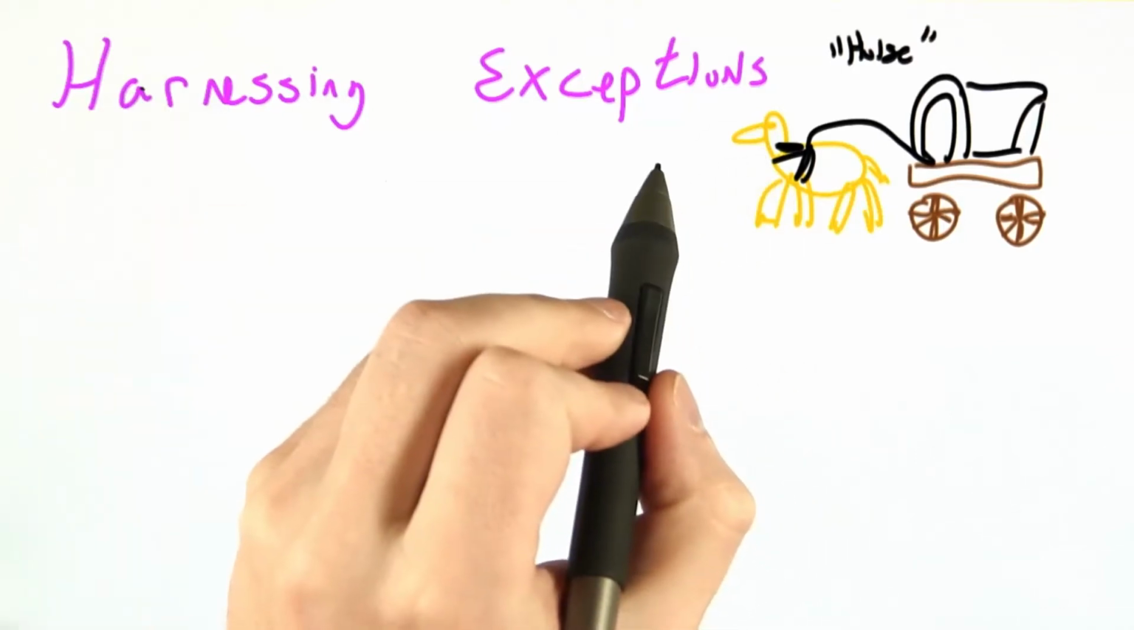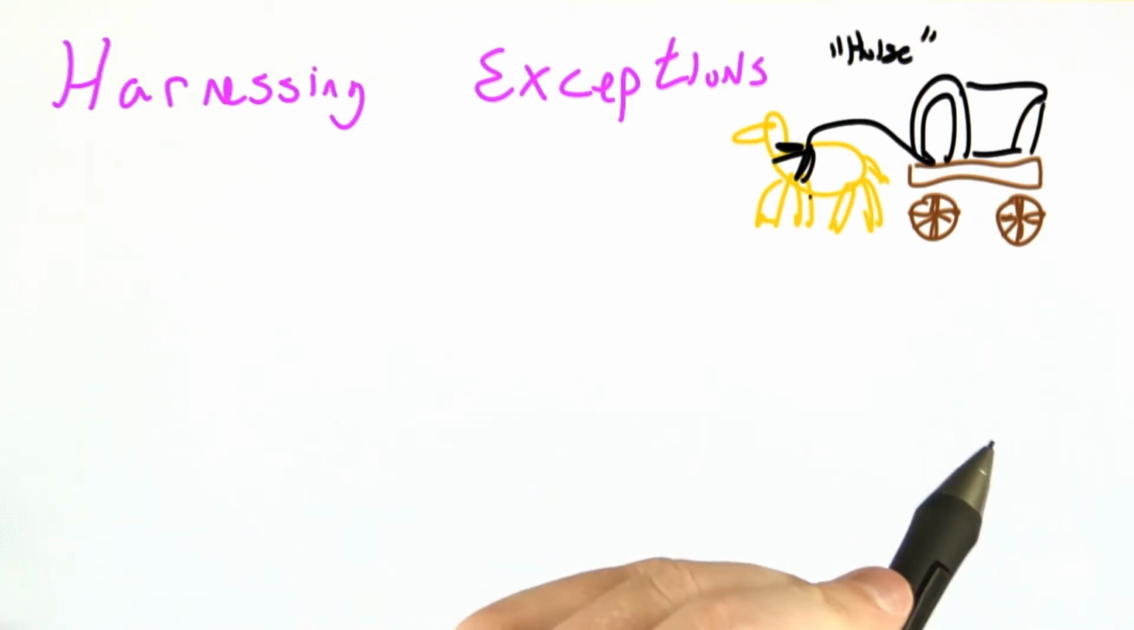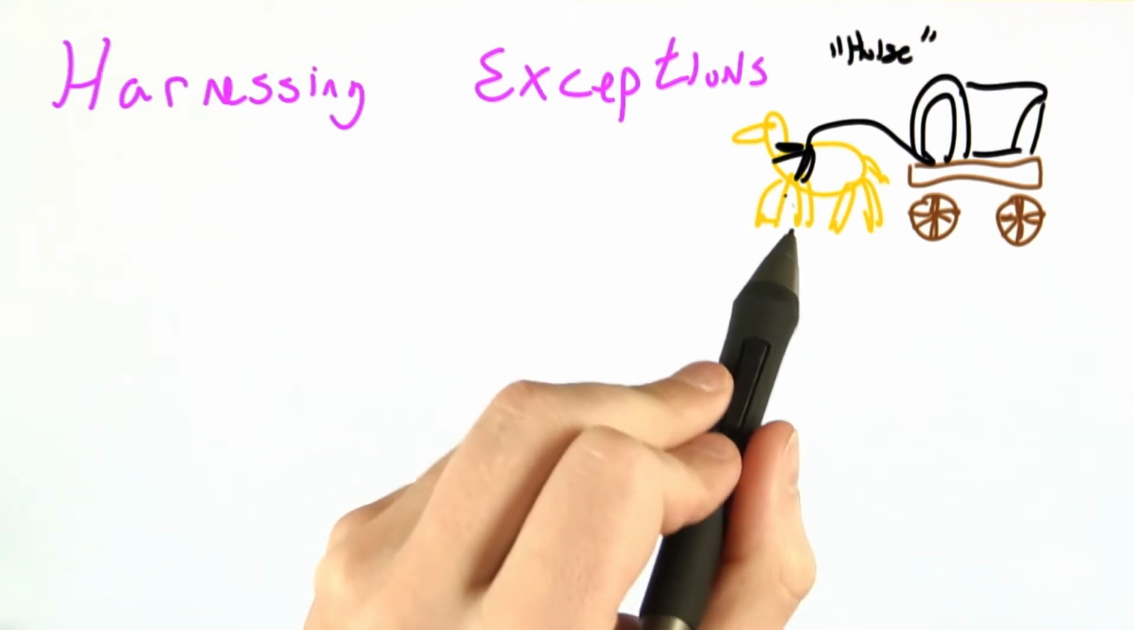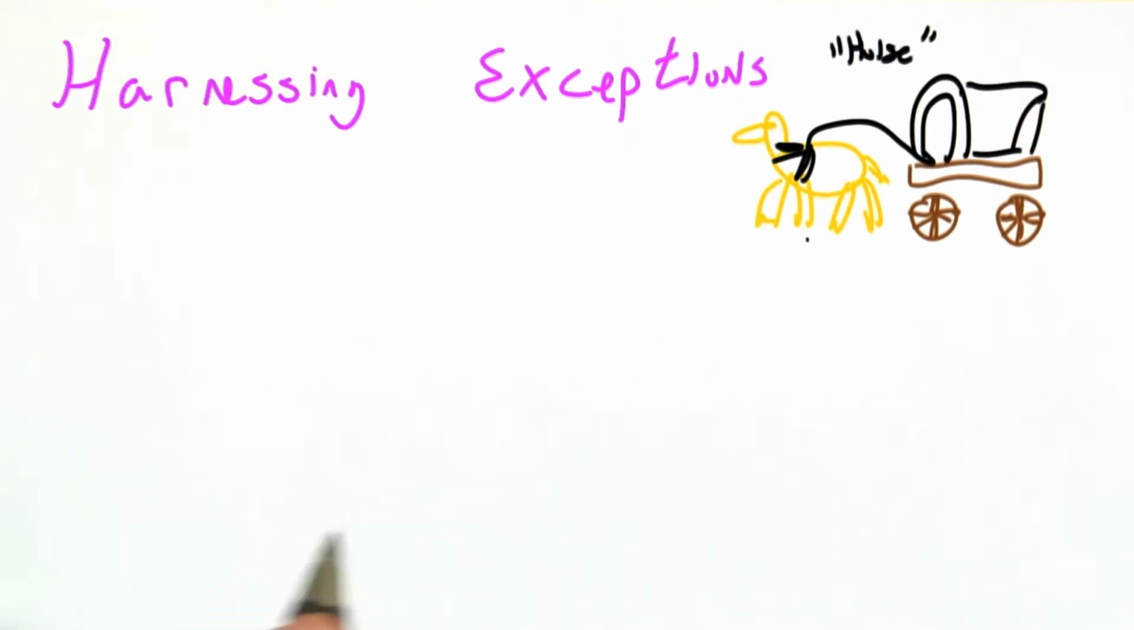So we want to harness the power of exceptions, just like you might harness a horse to a wagon. I assert that that's a horse and not, say, a giant mutant quadruped duck, which is what it might admittedly look a little bit more like to the untrained eye.